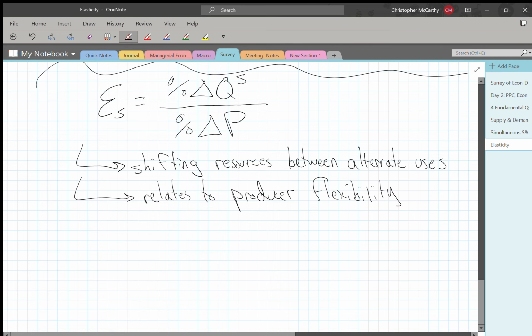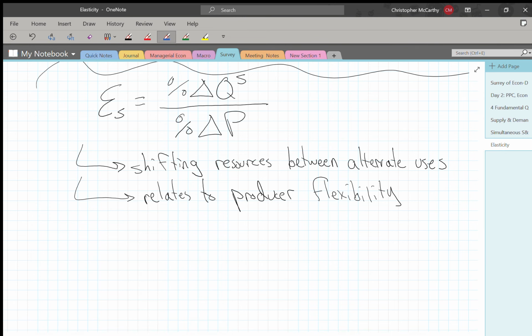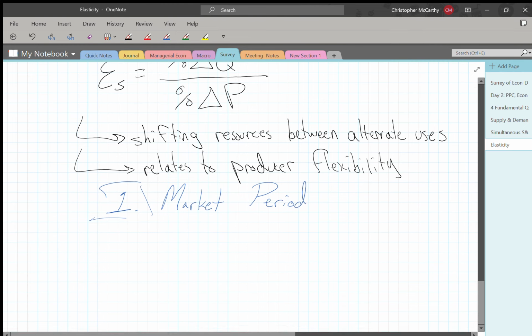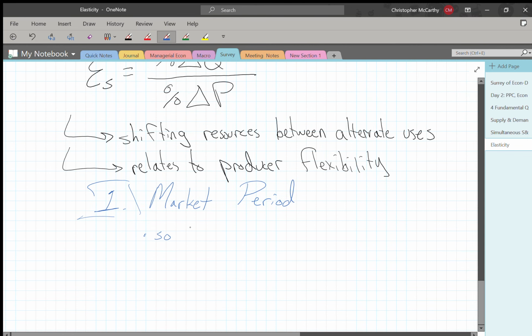And so really, in order to discuss the elasticity of supply, we have to start to discuss what time means in economics. So time periods have certain special meanings in economics, right? It's one of those jargon things that I told you about. So the first thing that we're going to talk about is the market period. So the market period is so short that the supply is inelastic.